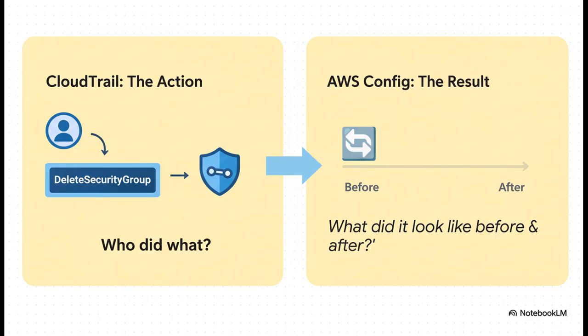CloudTrail logs the API call. It tells you who called the delete security group API. AWS Config, on the other hand, gives you the resource state audit. It shows you exactly what that security group's configuration looked like before and after that call was made. This distinction is absolutely critical for understanding the real impact of any change.